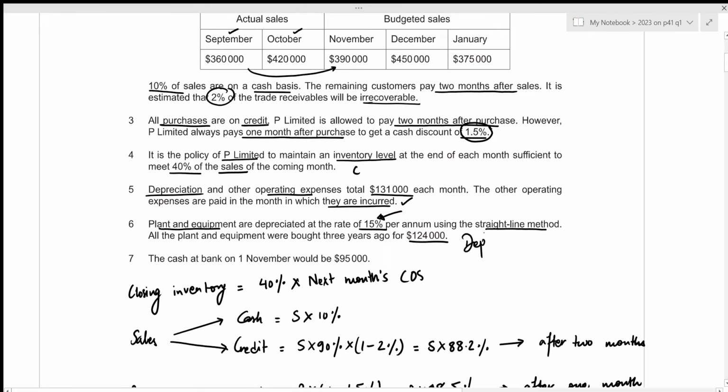Let's calculate the depreciation. But remember, we require the depreciation per month. And this is the rate per annum. So we start with a cost of 124,000. We multiply it by the rate per annum. And this would give the depreciation for 1 year. But since we require the depreciation per month, we can just divide it by 12. And this gives the depreciation per month to be 1,550. Now we can correct our operating expenses.